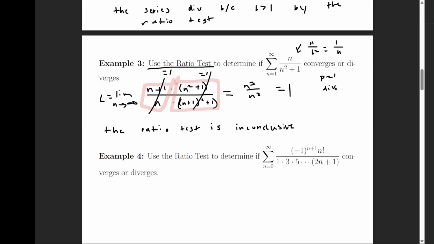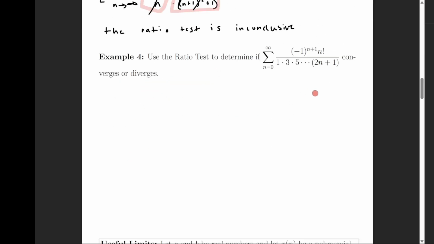So we know it diverges, but in the answer, unless it tells you otherwise to use a different test, you cannot write that it converges or diverges. You just have to write that the ratio test is inconclusive right here. So keep that in mind.